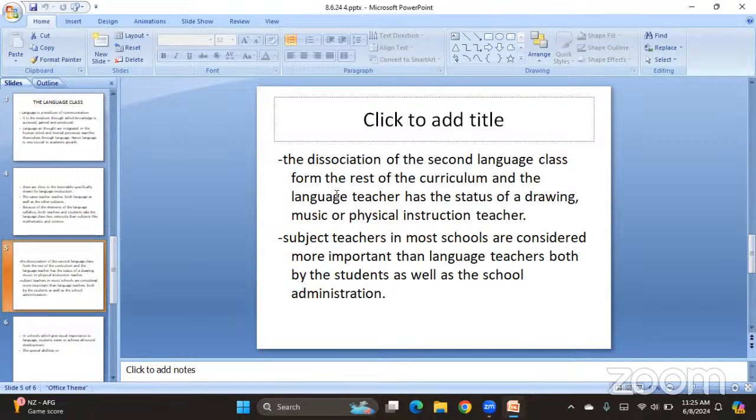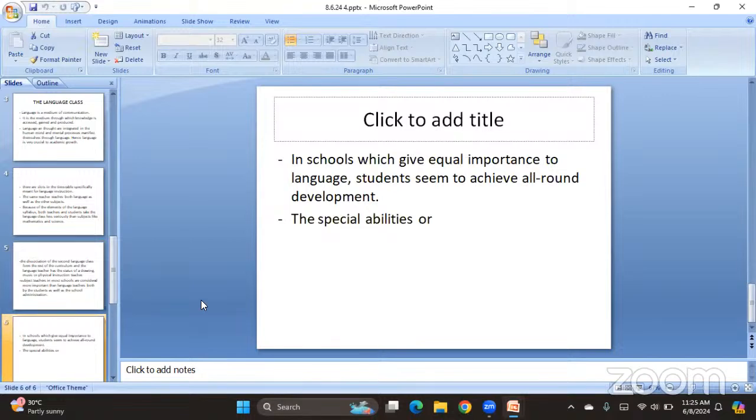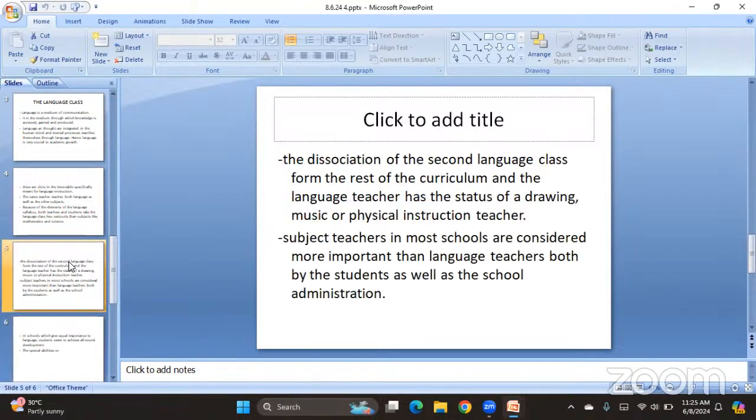Yeah, the English teacher will be considered an extracurricular teacher, with the status of drawing, music, or physical instruction teachers, like that. This is a trend that actually happens in our learning and teaching process. Subject teachers in most schools are considered more important than the language teachers, both by the students as well as the school administration. So this is how the language classes are there.